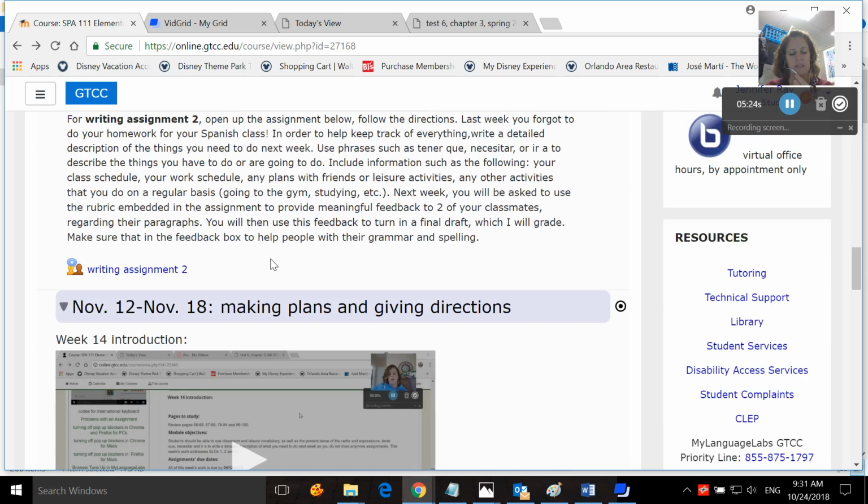You also have writing assignment 2. You're going to open up the assignment below and follow the directions. Last week you forgot to do your homework for your Spanish class. In order to help keep track of everything, write a detailed description of the things you need to do this week. Use phrases such as tener que, necesitar, or ir a to describe the things that you have to do or are going to do. Include information such as the following: your class schedule, your work schedule, any plans with friends or leisure activities, any other activities that you do on a regular basis, like going to the gym, etc.